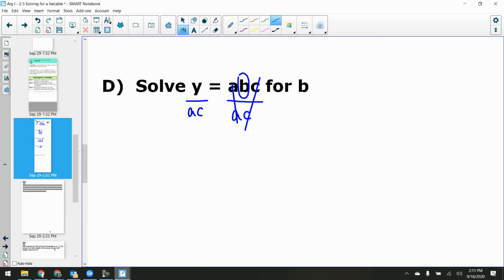Because it's going to cancel it on both sides, leaving only b. And then on the other side, it's just simply y over ac. The tendency is to try to do more than you need to. Remember that once you get the variable completely alone, that's it.